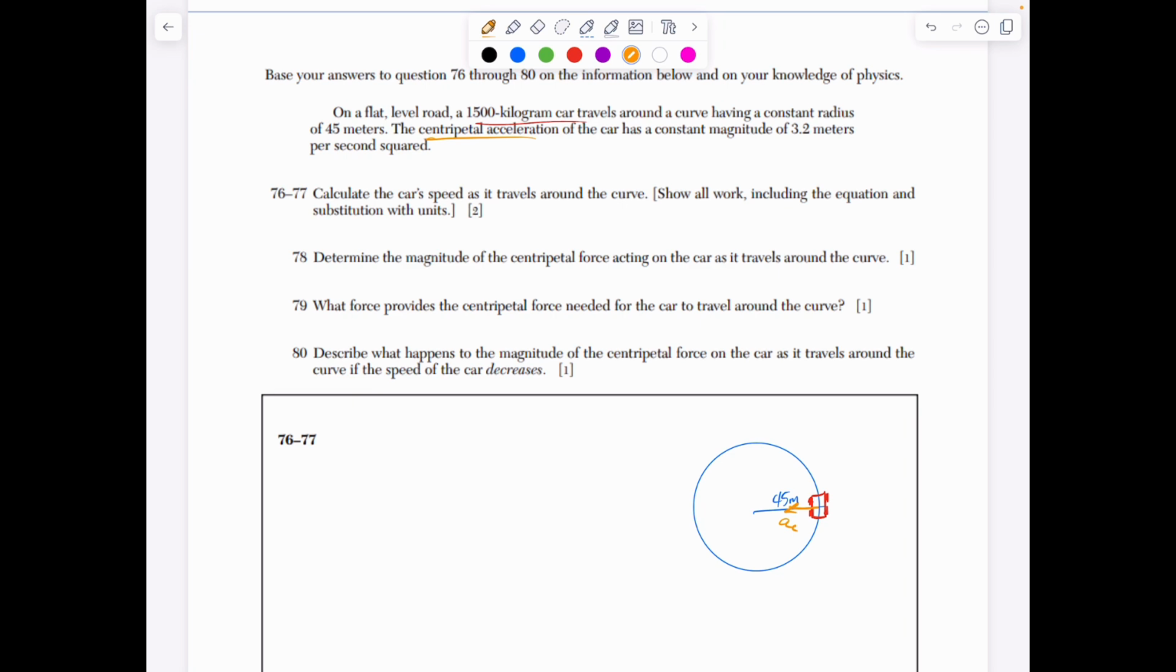So let's go through. Let's identify. We got a mass here. We've got a centripetal acceleration, AC. What else did they give us? They gave us a radius. Let's do that in blue. I put it in my drawing, R. And we're looking for speed, okay, which is V.